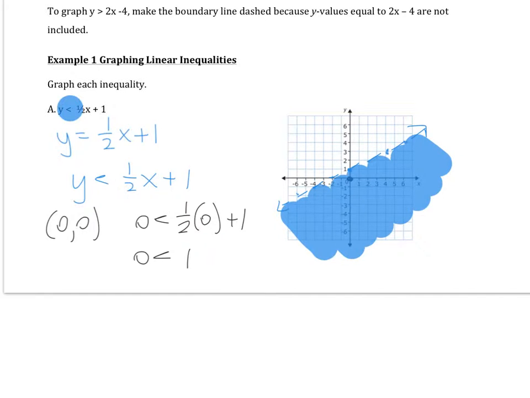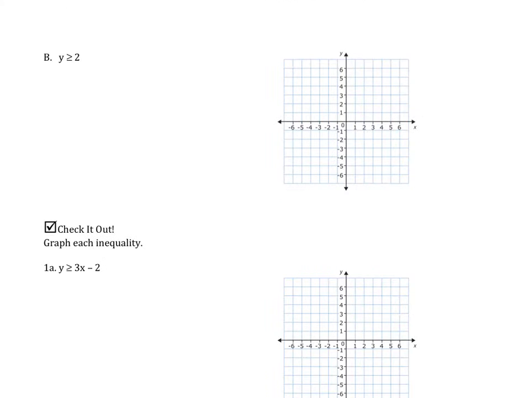Okay, let's go to the next one. y is greater than or equal to 2. You want to graph y equals 2. What does y equals 2 look like? Well, y is always going to be 2. So there's y equals 2. It doesn't matter what the x value is, it's going to be 2 for the y. Take notice that I have a greater than or equal to, so it is a solid line. Greater than, which region would be greater than? Greater than would be everything above.